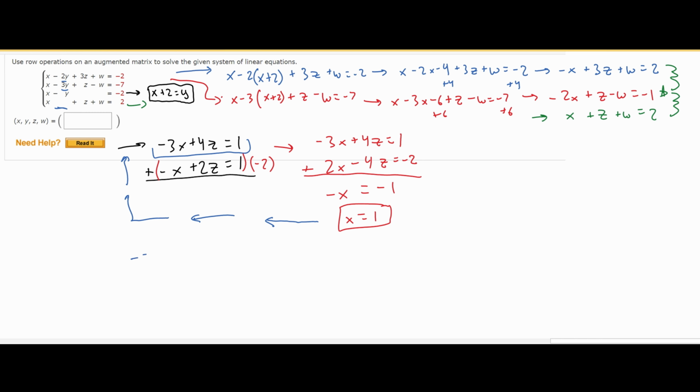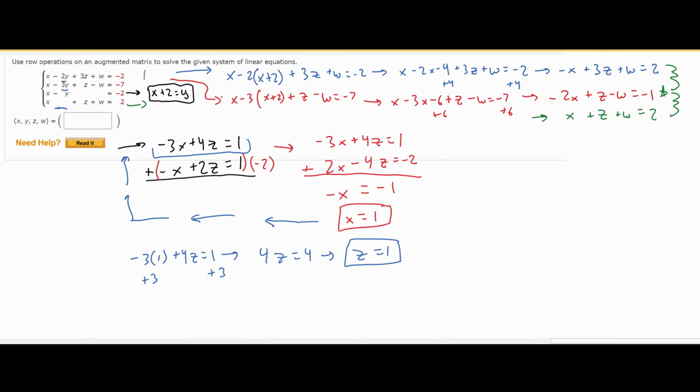We are going to have a negative 3 times 1 plus 4z is equal to 1. If we add 3 to both sides to get rid of the 3 here, we're going to have a 4z is equal to 4. So our z is equal to 1. That's pretty good. We have our x and our z. Now what can we do? Well, we can look back at the actual initial equation that we were given here, because we have x, z, and w, and we can use this to solve for our w.